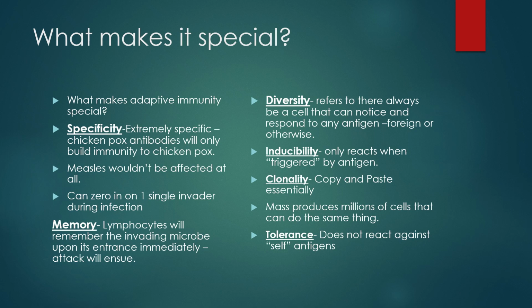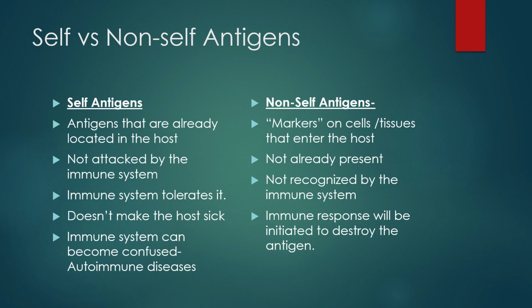They're not harmful. Antigens that are already located in the host, as I said, are self-antigens. They're not attacked by the immune system. The immune system tolerates it. It does not make the host sick, and the immune system can become confused sometimes, and it will actually start attacking the body when it's not supposed to. This is what results in things called autoimmune diseases such as lupus, rheumatoid arthritis, multiple sclerosis, some stuff like that.